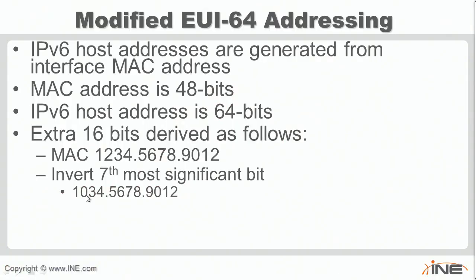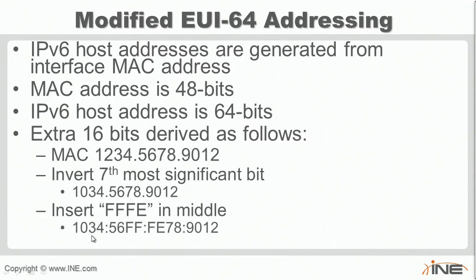So you invert the 7th most significant bit, and then in the middle of this, you stick FFFE. So right between the 6 and the 7 here in the middle. So the result then would be 103456 FFFE 789012. We can now take this and then add these 64 bits onto whatever our network address is, and that's going to give you the full IPv6 address.